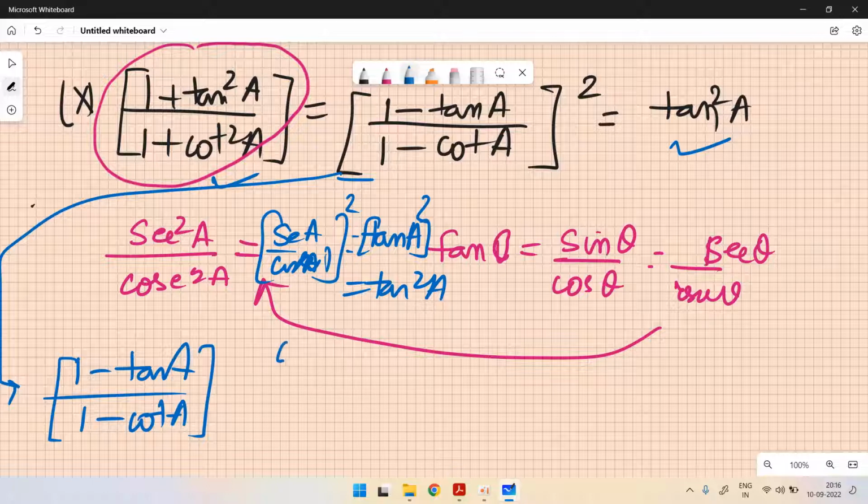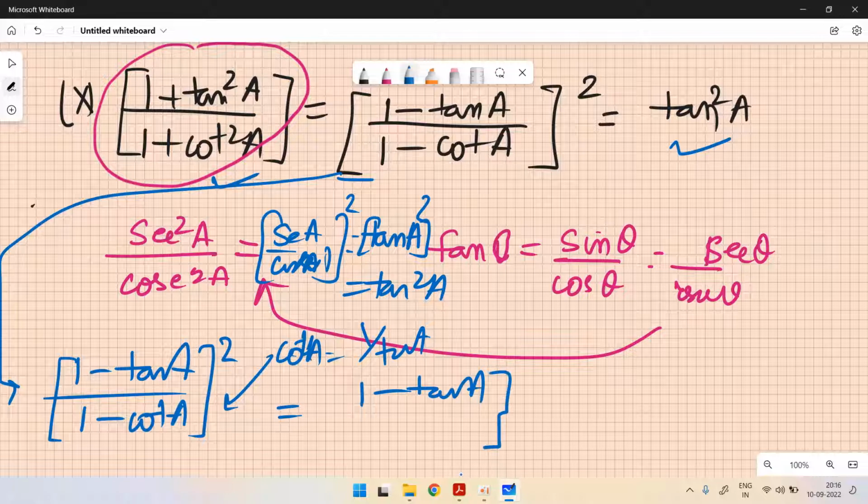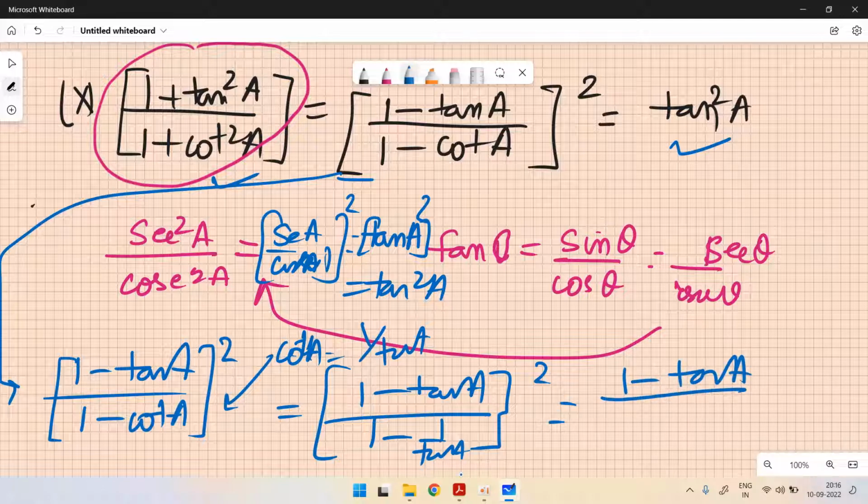You know that cot A is nothing but 1 by tan A. So I'm substituting this in the denominator, this whole square. So 1 minus tan A by 1 minus 1 by tan A, whole square. If I write this directly, this is 1 minus tan A, and if I take tan A minus 1 over tan A in the denominator, this whole square.